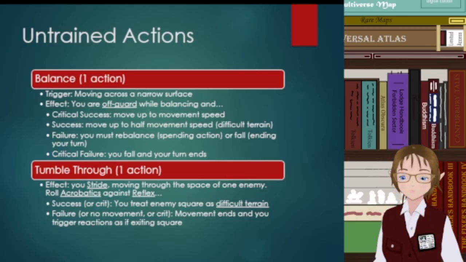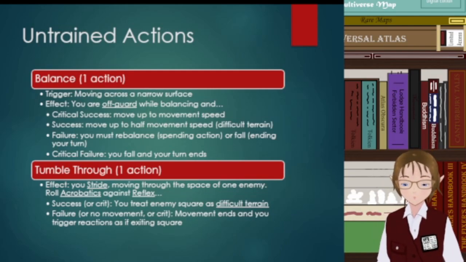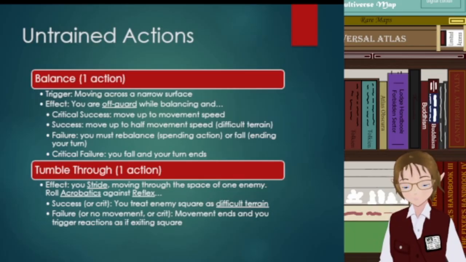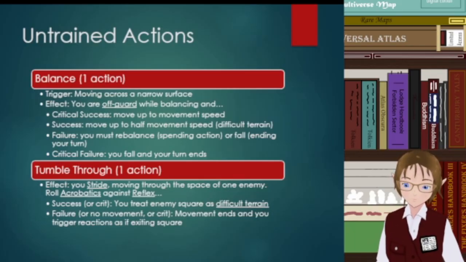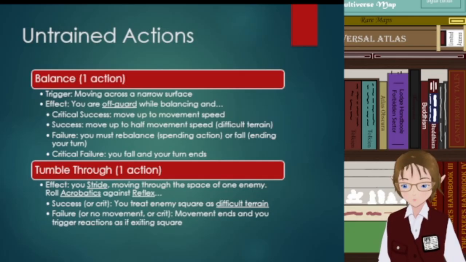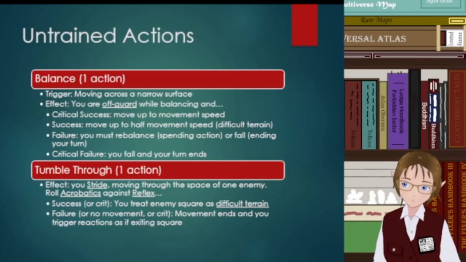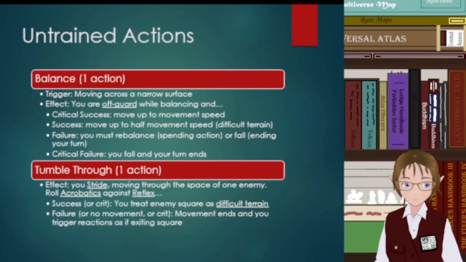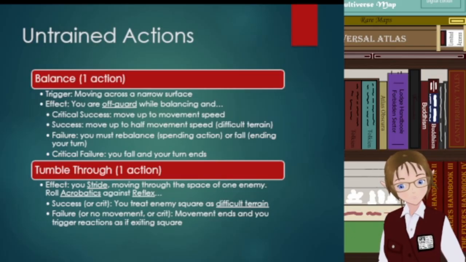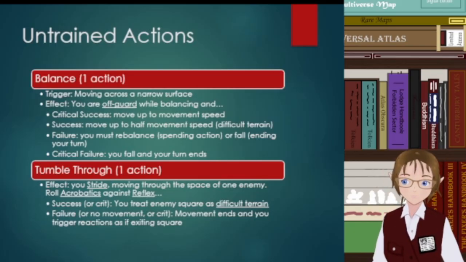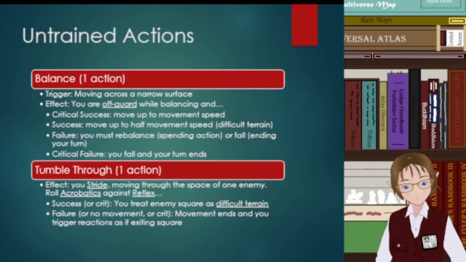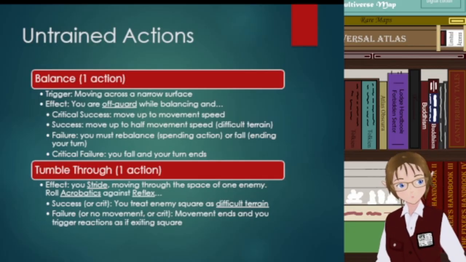So on a critical success, you move up to your full movement speed. For most characters, that's 25 feet. On a success, you move up to half your movement speed, treating the ledge as difficult terrain. This secondary thing works out to, if you have a success each time, about 30 feet per minute for a 25-foot character. However, it can just work out to about 2 squares on the first round and 3 squares on the second round, due to the fact that 25 does not divide evenly into a multiple of 5 when you divide it by 2.